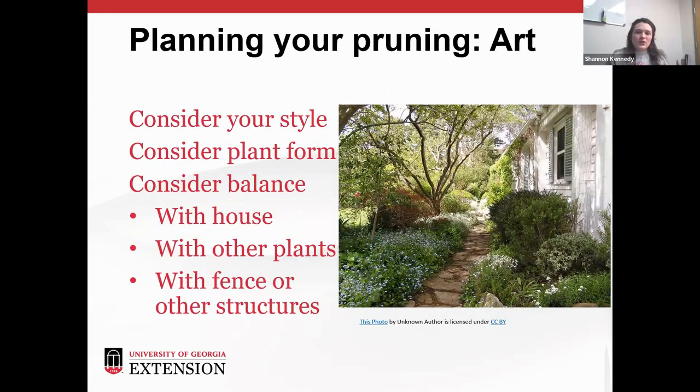Now, you want to take your style, and again, merge it with the form of the plant. You want to think about the balance between all the different components. You don't want a house competing with a large tree right next to it. Not only is it not good for the tree, or possibly the house, but visually, it kind of attacks you a little bit.